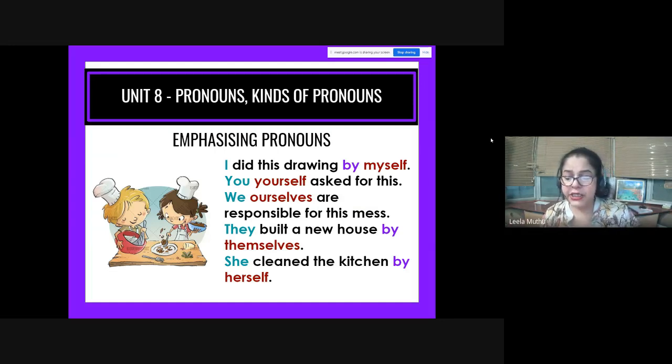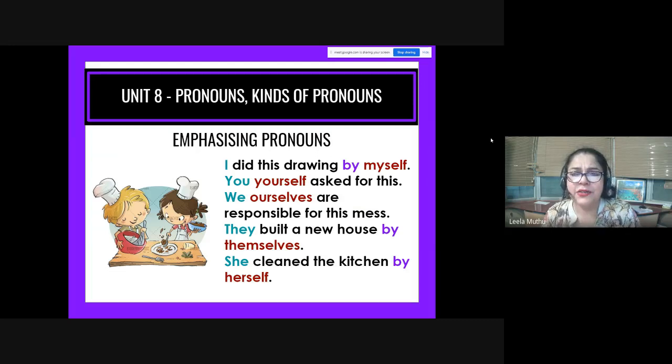She cleaned the kitchen by herself. So she cleaned what? The kitchen. The kitchen is the object. She has not done anything to herself. She has cleaned the kitchen herself, or she has cleaned the kitchen by herself.